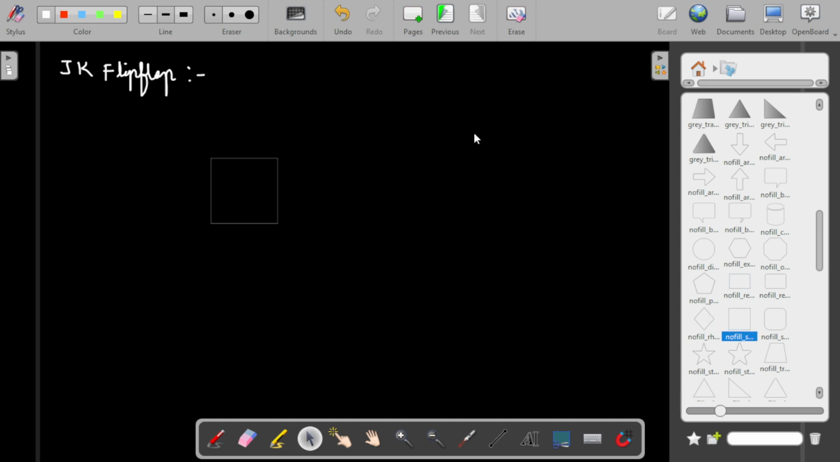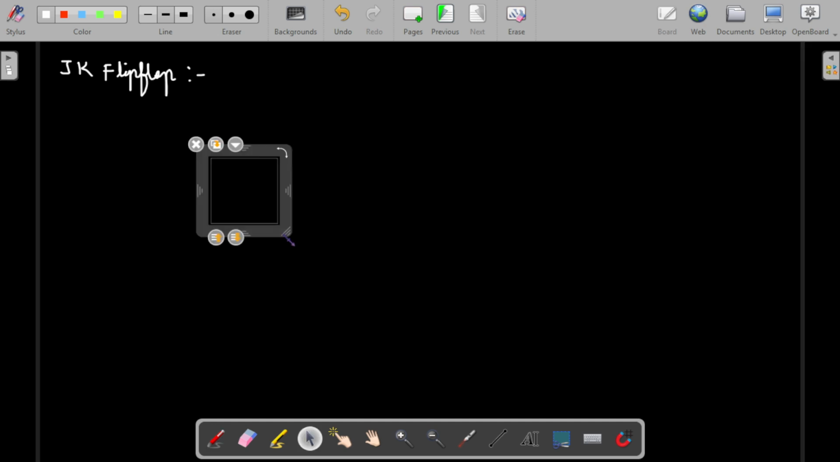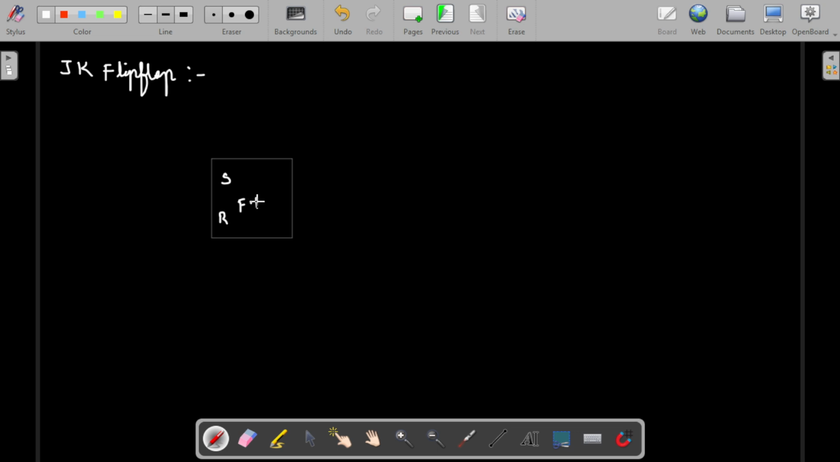Here everything is taken from the previous thing. Previously, the SR flip-flop was taken from the SR latch. Similar to that, the JK flip-flop is now built over the SR flip-flop. So this is an SR flip-flop, where there will be Q and Q naught. So two outputs are there, right? This is similar to that.